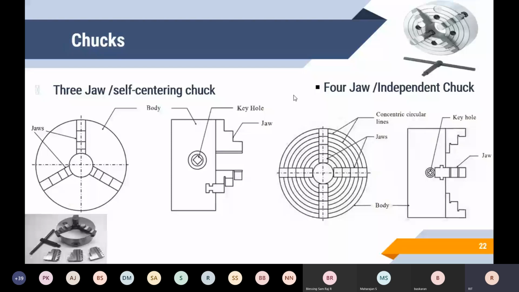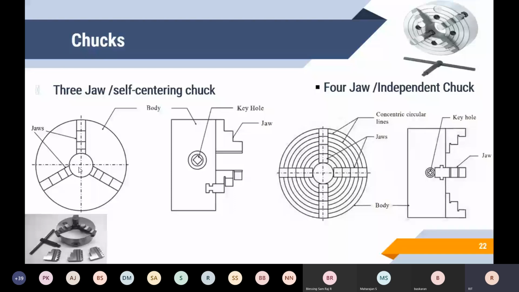This type of chuck is suitable for holding regular shaped workpieces, like round or hexagonal rods, about the axis of the lathe. That is most important. This type of chuck is very suitable to fix the job so that it coincides highly with the axis of the lathe spindle. Workpieces of irregular shapes cannot be held by this chuck. That is most important. Irregular jobs, you can't use this type of chuck.